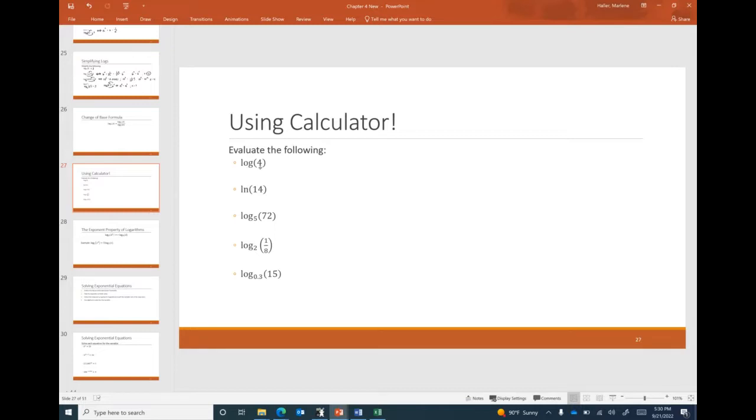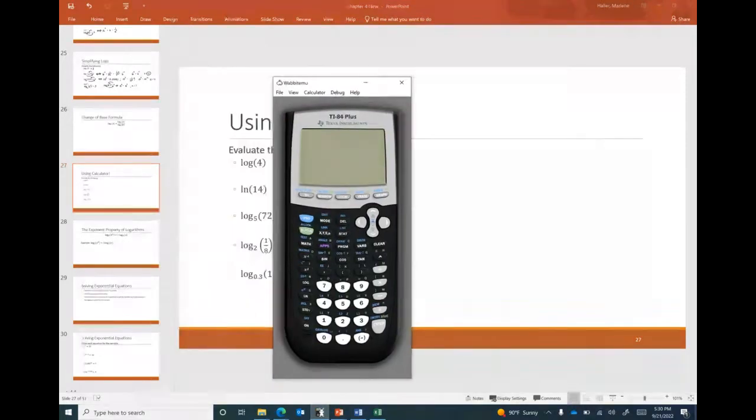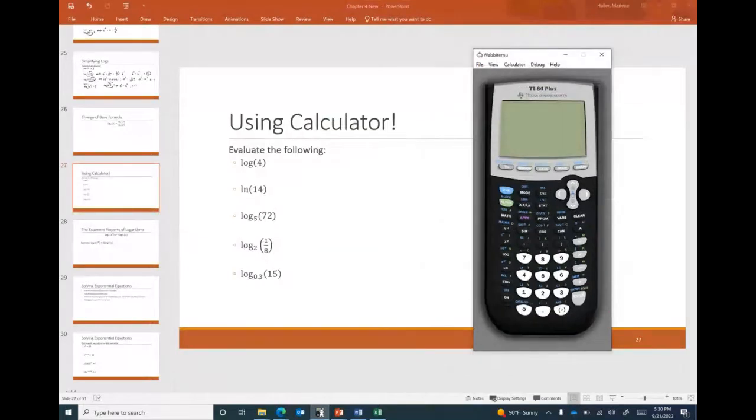Here we have log of 4. Well, we know that's a common log of 4, right? Well, it's log base 10. So the easiest thing to do with that is simply use your calculator. What is the common log of 4?